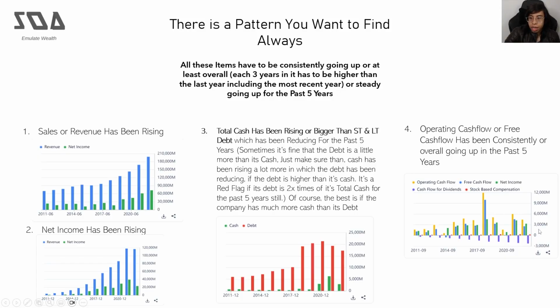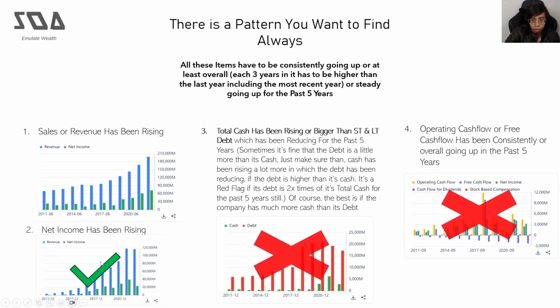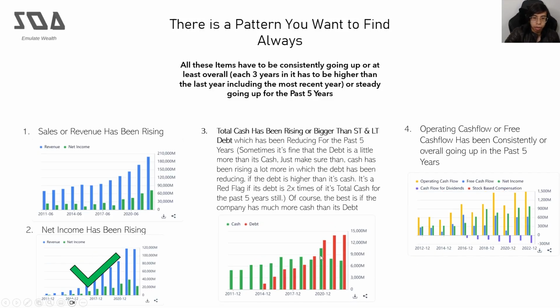It's been reducing. And its net income, right? Net income is the green. You can see that there. It's not consistent. It's not a good business. In this case, this is what you want to look for. But the rest of these two, it's not. This is a better example, okay? Because look, in the past 4 years, the cash has been bigger than its debt.